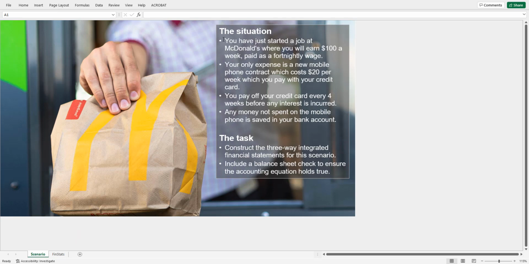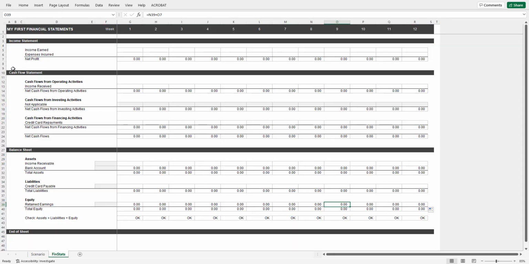So for the first assumption, you have just started a job at McDonald's where you will earn $100 a week, paid as a fortnightly wage. What line items of the financial statements will that affect? Have a think.